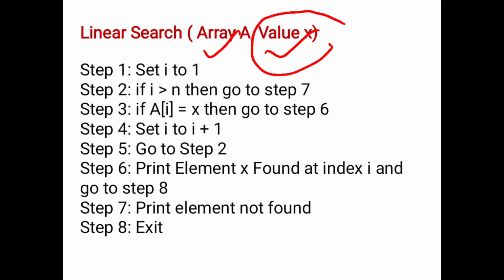Then suppose A of I equals X, then go to step 6. That means the element is found at that position, so the element is present there and you can print that element. Otherwise, increase I and continue the processing steps until you find that element. Okay, so this is the algorithm of linear search.